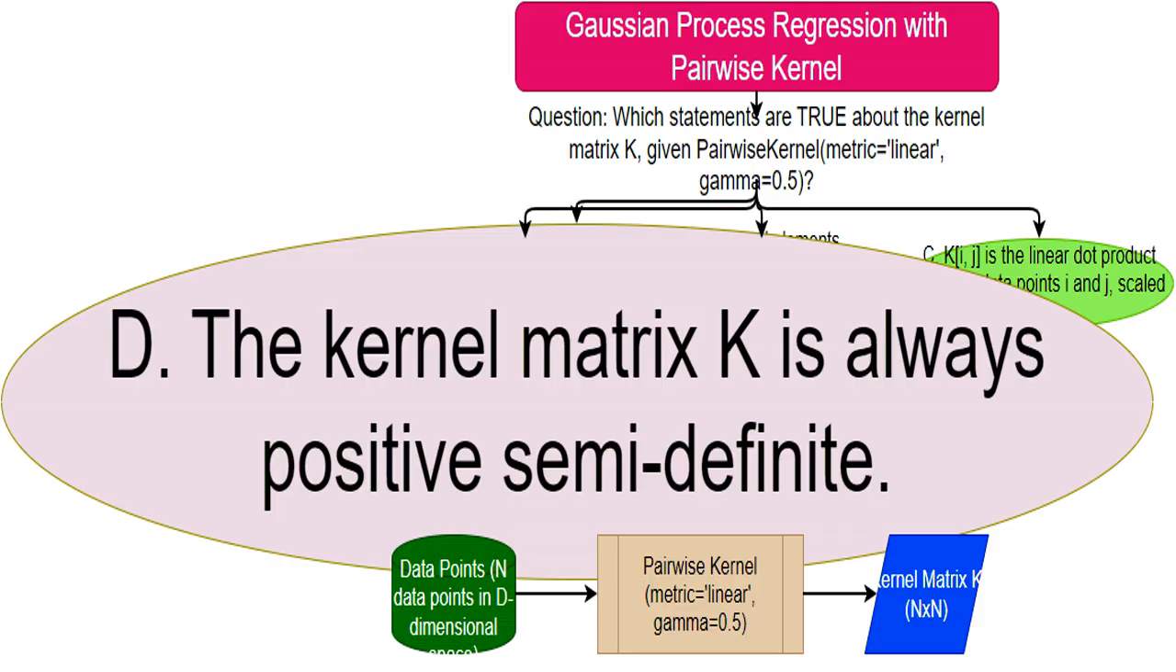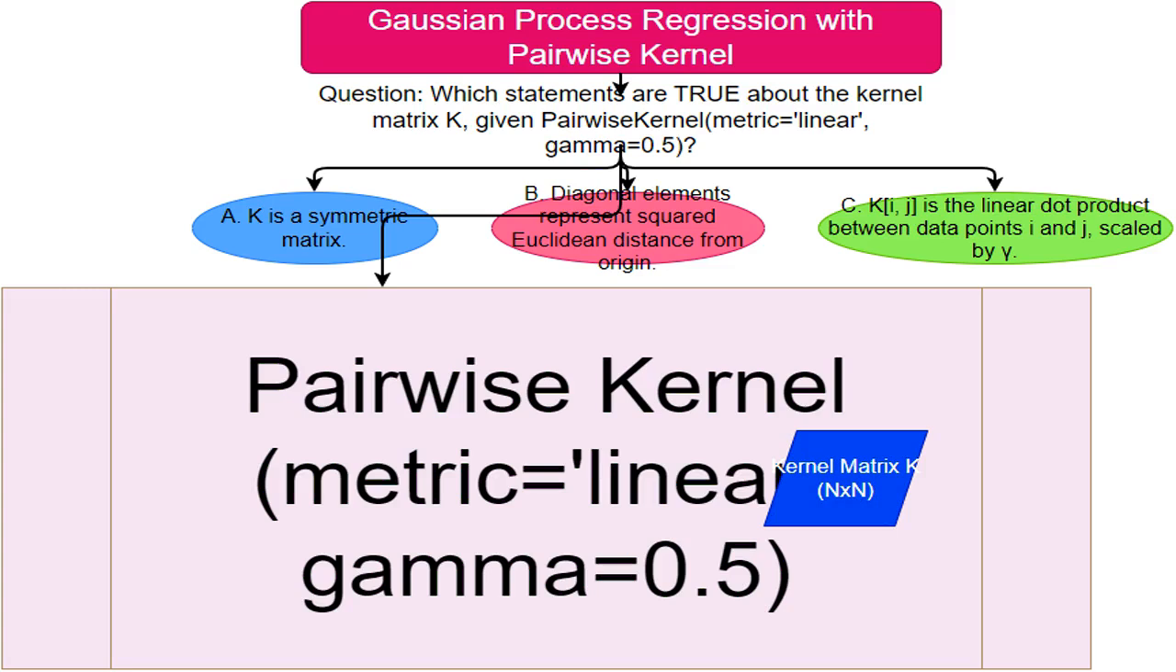I'm focusing on a dataset with n data points, each having d features. Think of it like n different people, each described by d characteristics. For example, n could be the number of houses and d could be the number of features for each house: size, price, location, etc. I'm using a specific tool called a PairwiseKernel from Sklearn, a popular machine learning library.